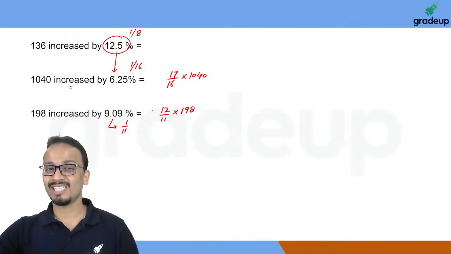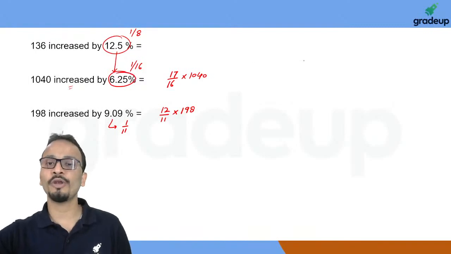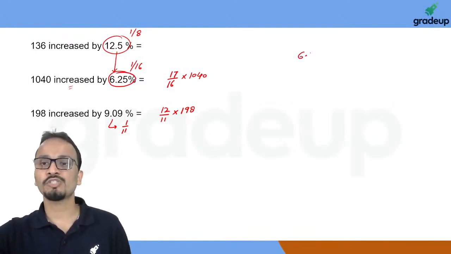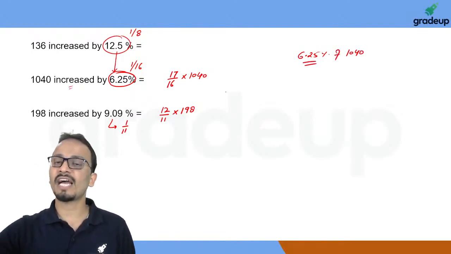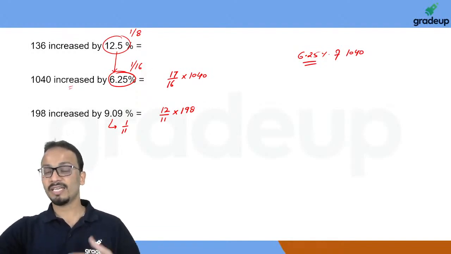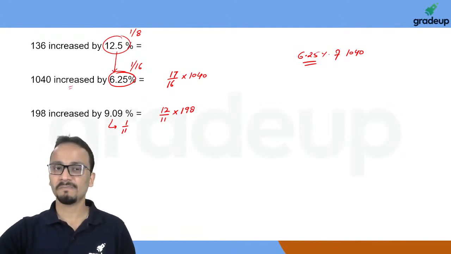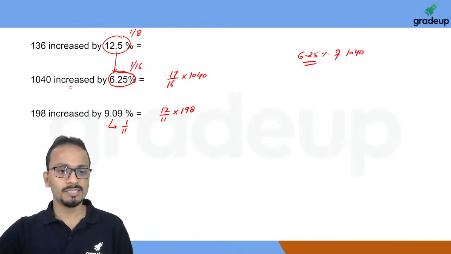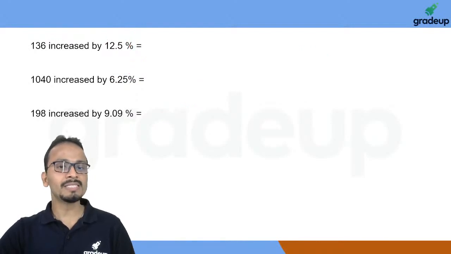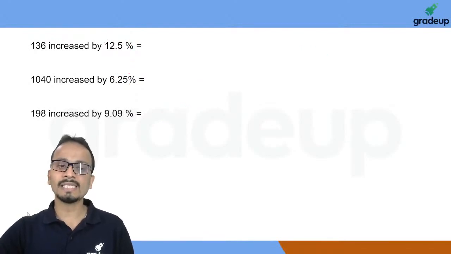Now friends, just observe, just think, how difficult is it to calculate 6.25 percentage of any number if we can't convert it into its fraction equivalent. Calculating 6.25% is tedious and time taking. So I'm just spending some time today so that I can save some time in the examination.